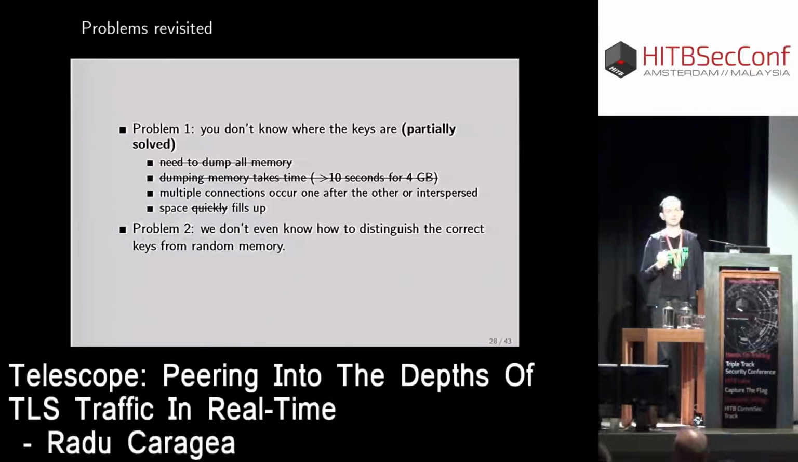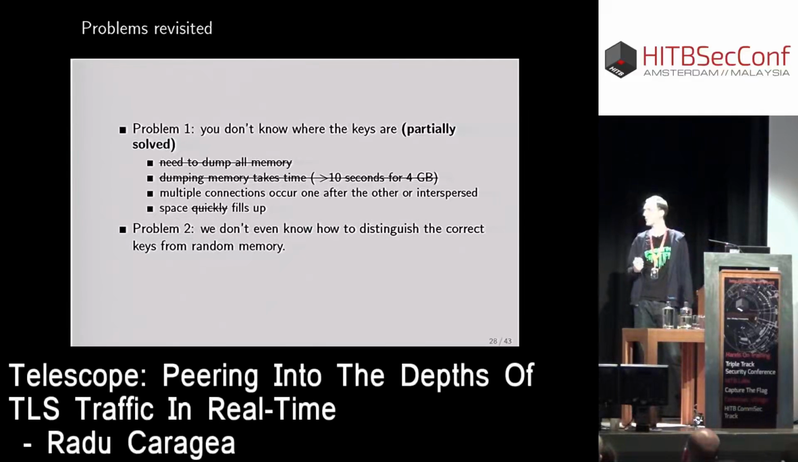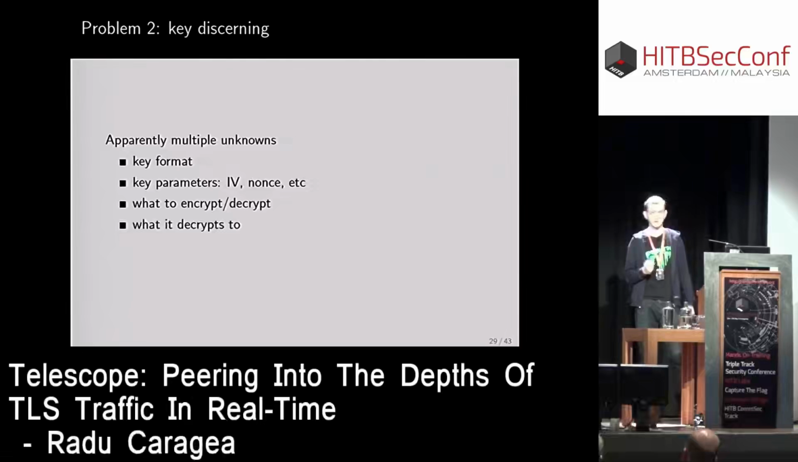All right, revisiting our problems, we don't have to dump 4 gigabytes anymore. We still have multiple connections, but space won't fill up as quickly, right? But there's still the second problem. So we have the micro memory dump. What are we going to do with it? We have to process it somehow. And this is what we're going to do next. Apparently, you have the key format. You have various parameters for the cipher suite.